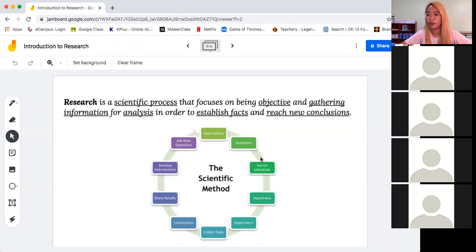So for example, you can conduct experiments, you can conduct surveys, you can even interview people, yung family members ninyo, members of the barangay, na pwede ninyong makausap at pwede ninyong mahingan ng ideas or opinion. Okay? So that is still searching literature.